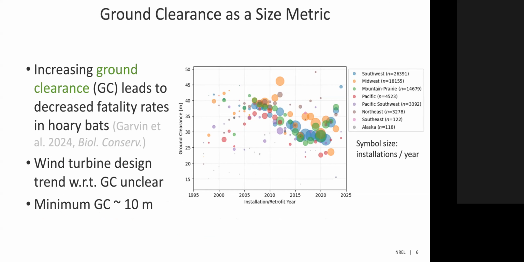Over recent years, the trend has been towards reduced ground clearance, but on a region by region basis, it's not entirely clear whether this is continuing to decrease or in some regions it might be leveling out or increasing. But it is a little bit scary to see that the minimum ground clearance was about 10 meters. There's a lot of data out there, and it's not all public, but from what I can find, the lowest ground clearance turbine that was installed in the last year had a 12-meter distance between the bottom of the rotor and the ground.